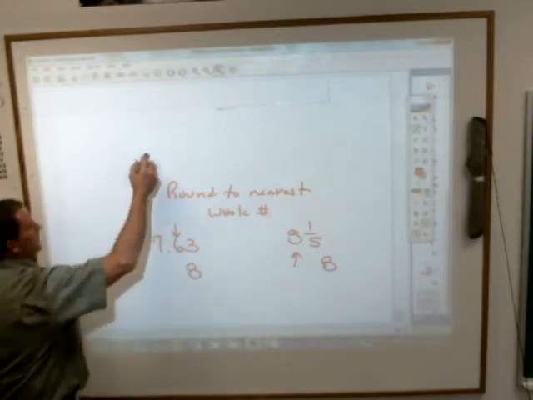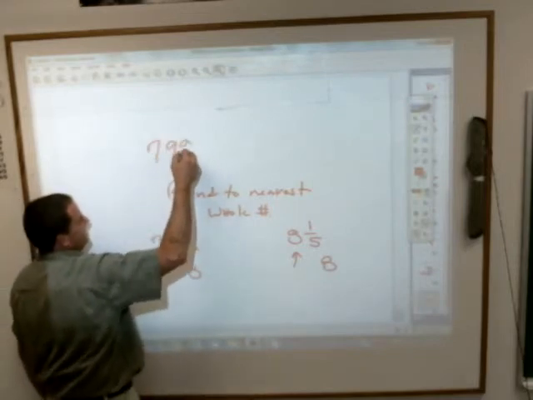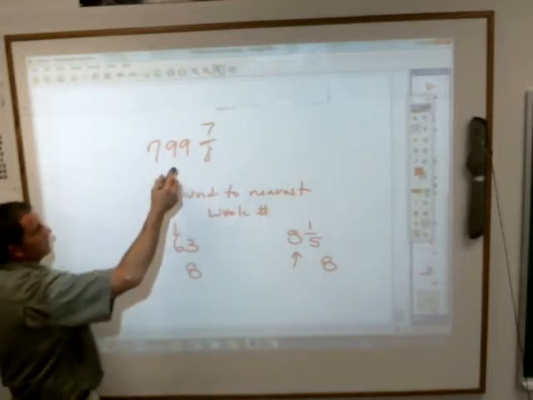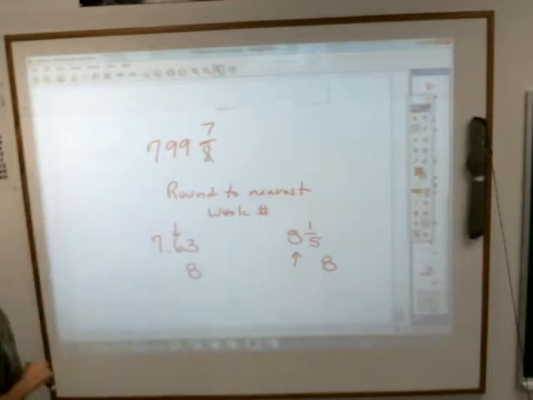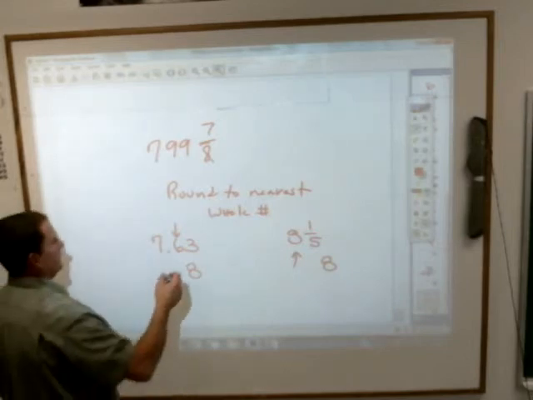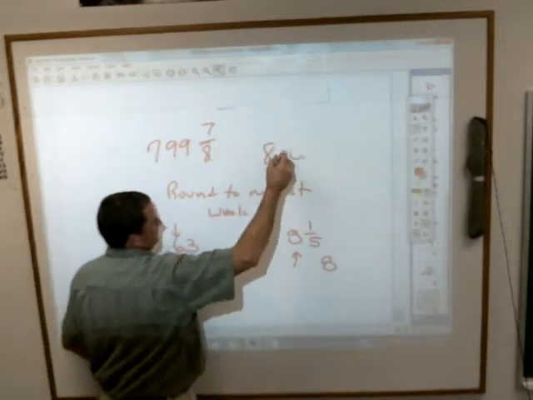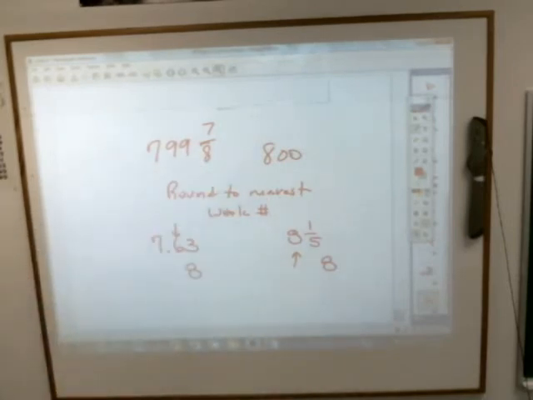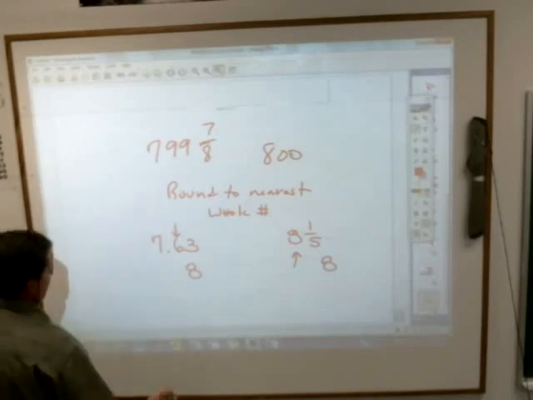How about this one? 799 7/8. Rounded to the nearest whole number. 799 7/8 rounded to the nearest whole number. Ava? It would be 800. Because you have to round up, and when you round up, you add 1 to the 9, which means you add 1 to the 9, which means you add 1 to the 7, which makes it an 8. Questions on that? Because we're sliding ahead to the next topic at hand.